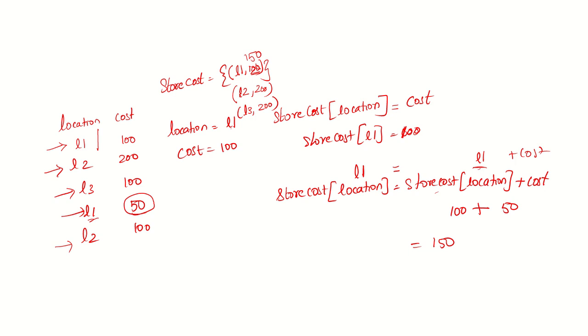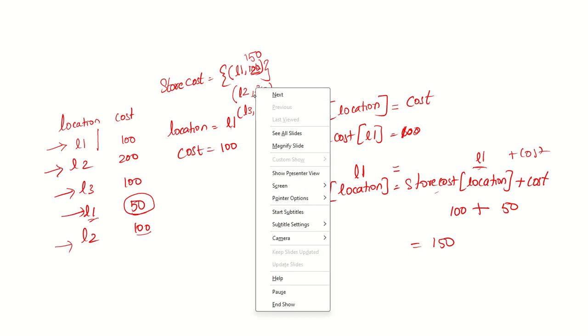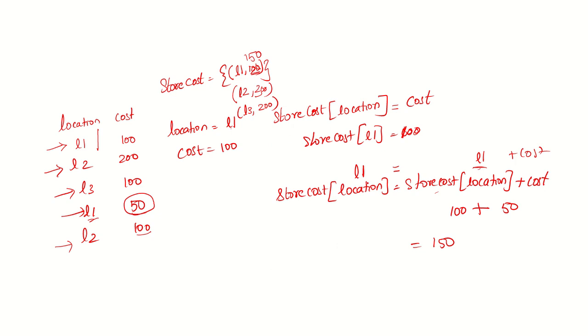Now take L2. Is L2 already present here? Yes, L2 is already present here. So if it is already present, what do you have to do? Find out the value from the dictionary and add it with the cost. So you will write store cost of L2 plus cost. What is the store cost of L2? It is 200, so 200 plus 100. Now it will become 300. Do you understand?